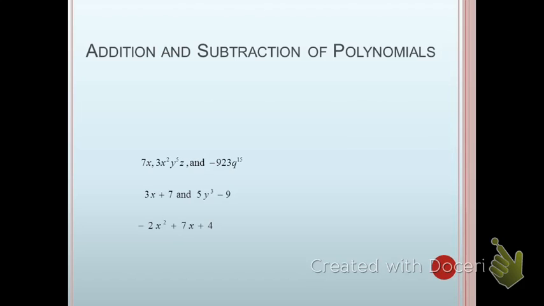To write a polynomial in descending order, we look at the exponents that are on the variable. Notice x squared has the highest exponent on it, 2, followed by 7x to the first power, and then there's no variable with the 4. So we could say that this trinomial is in descending order, and we could call it a second degree trinomial, and we would say that the leading coefficient is the negative 2.